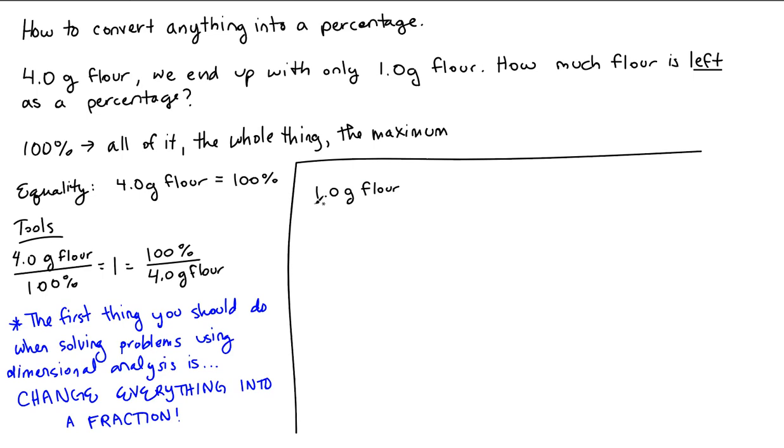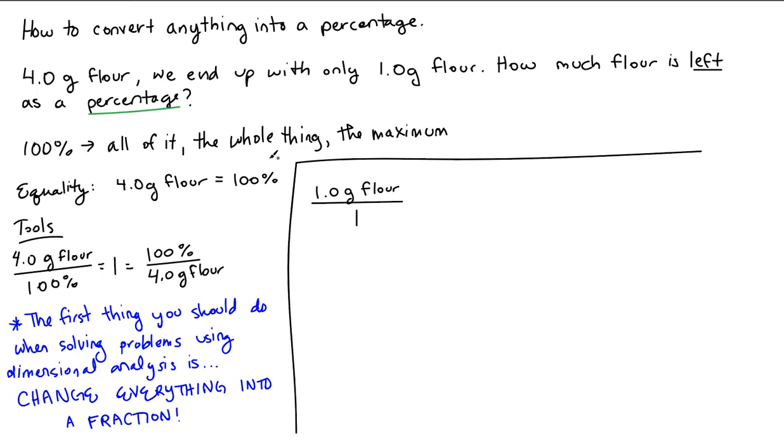Let's do it now. And the way we can turn anything at all, an octopus, a hippopotamus, an Adriana, into a fraction is by dividing by 1. So I haven't changed anything here. I still have 1 gram of flour. I've just written it in fraction form by dividing by 1. And now we can choose a conversion factor that will help us get to our goal. The question is asking for how much is left. Let me just do this as a percentage.